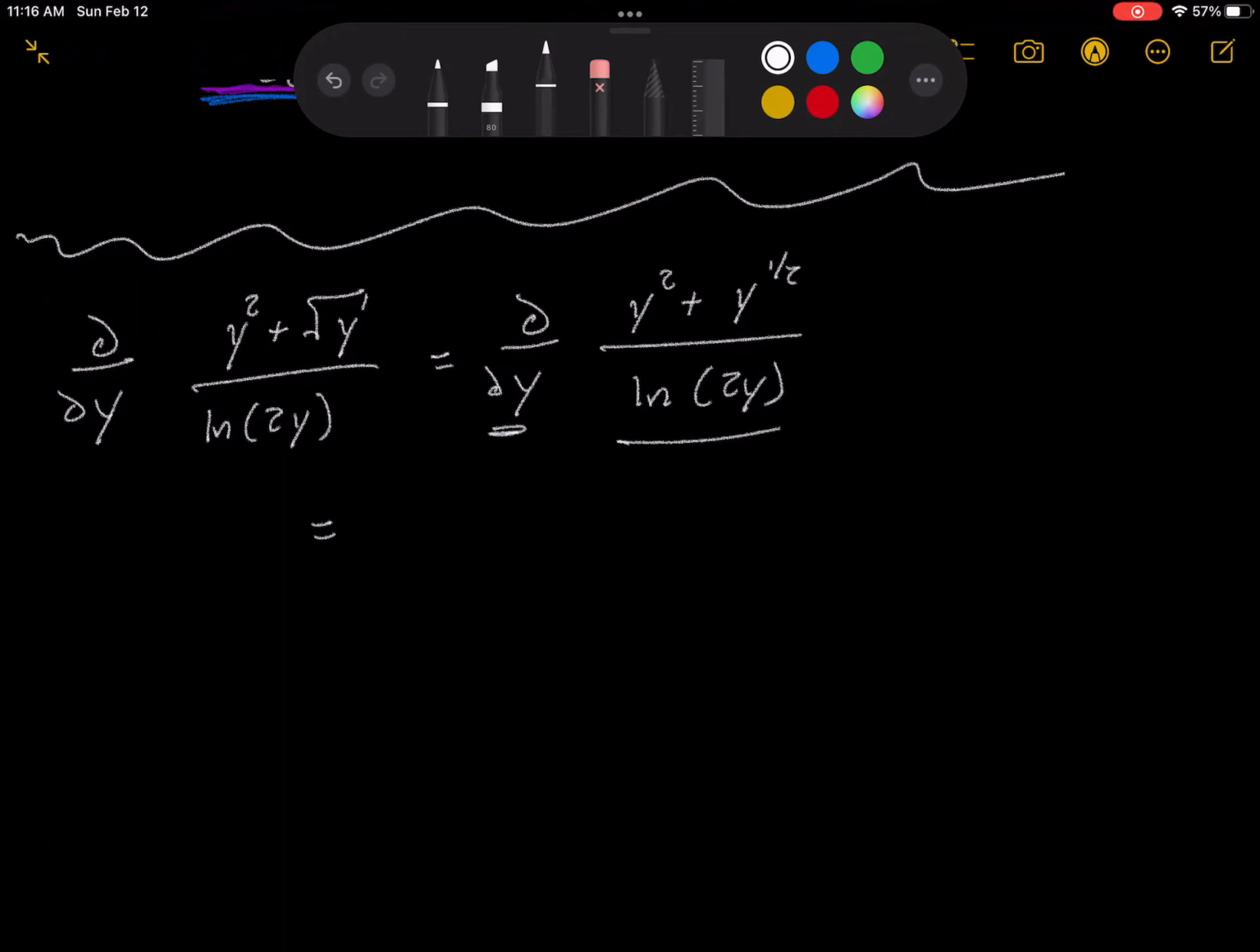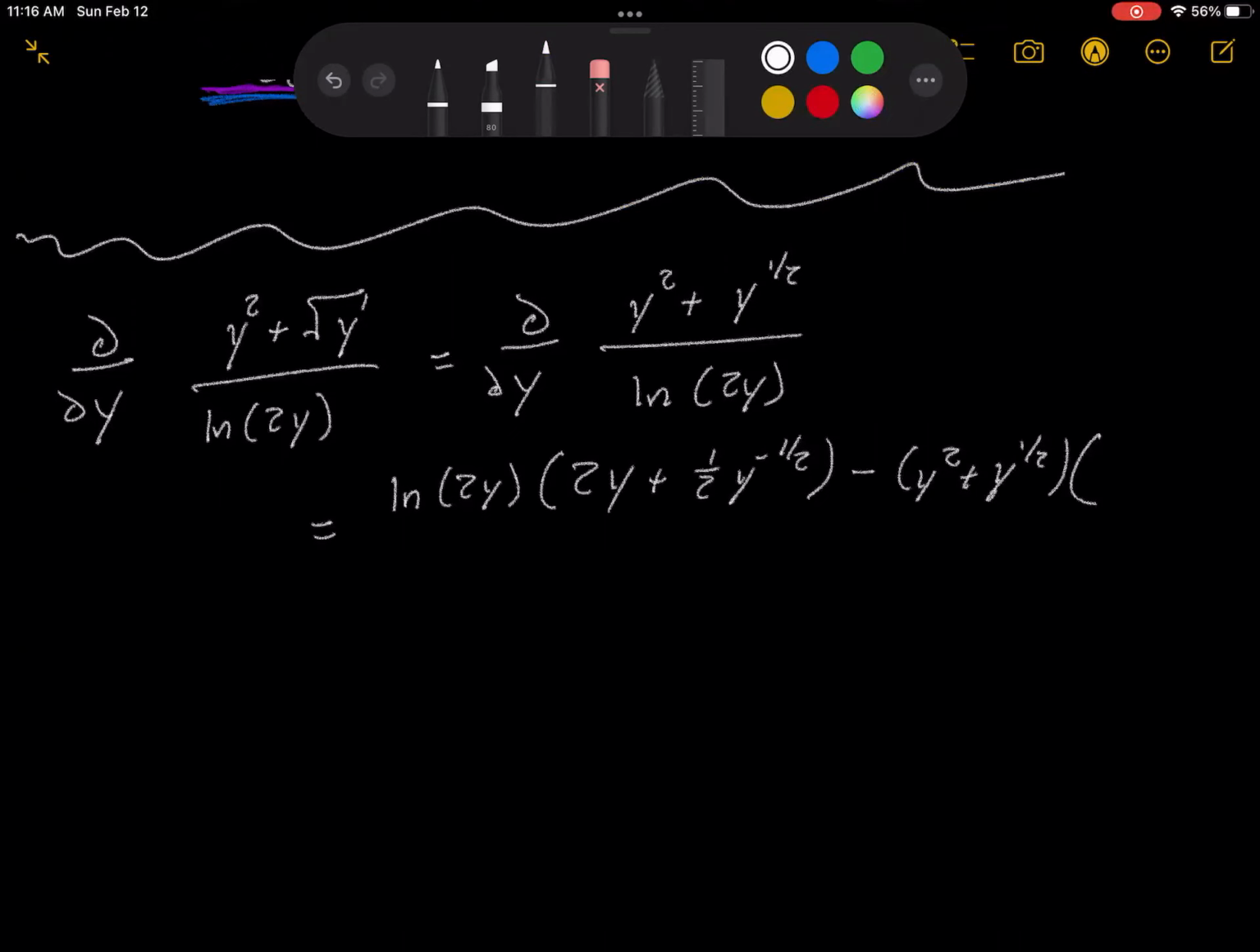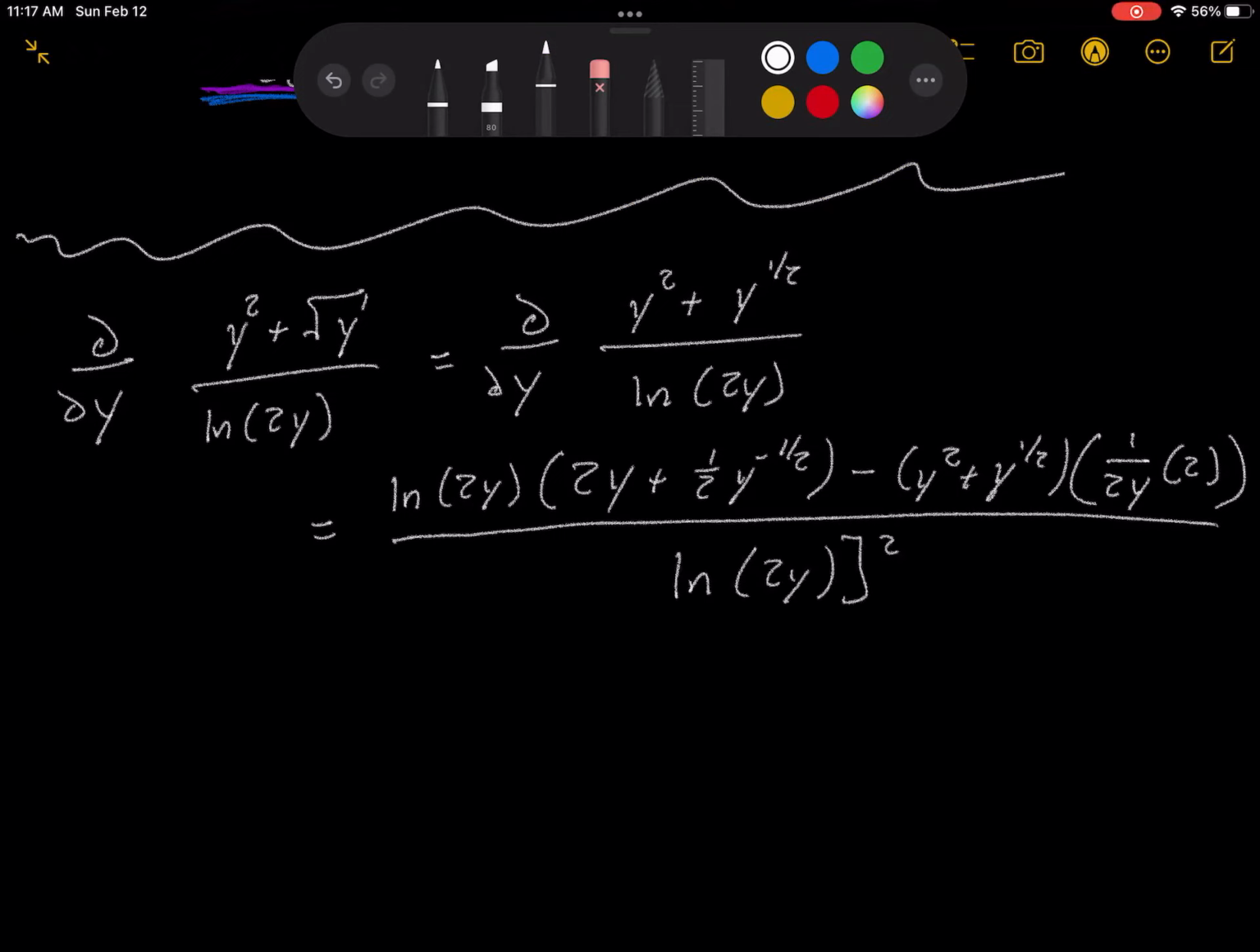So what is the derivative of this function? It is, by my quotient rule, low d high minus high d low. Right, I had a chain rule in there. The derivative of natural log of something is 1 over something, and then times the derivative of that something. So low d high minus high d low over low low.